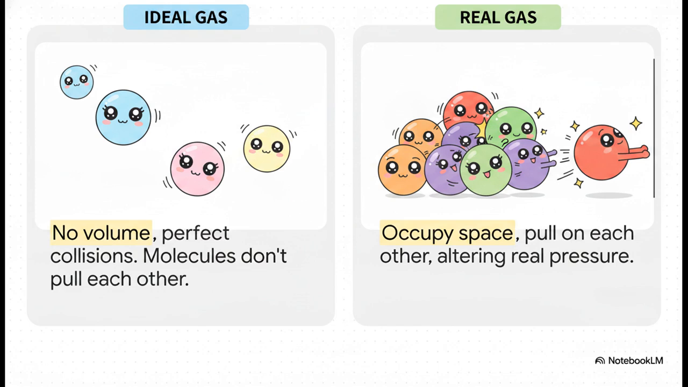Real gas molecules occupy physical, finite space. And as they zip around, they pull and push on each other. When a molecule is about to strike the wall of a container, the other molecules behind it actually pull it back slightly, which fundamentally alters the actual pressure.